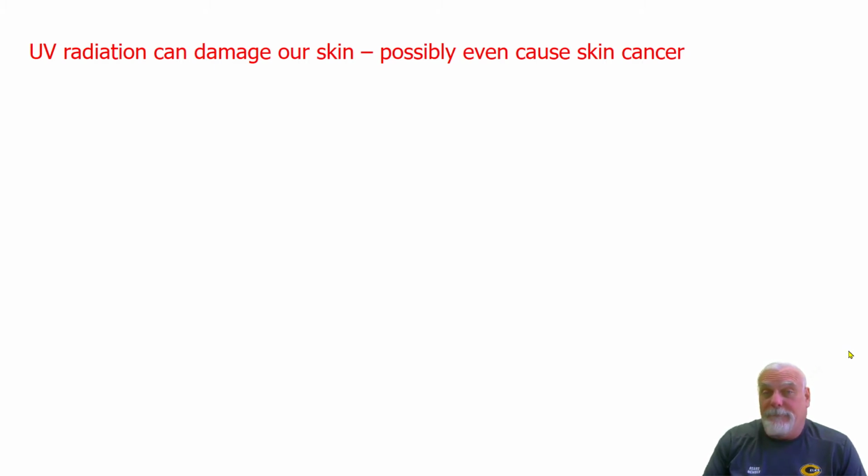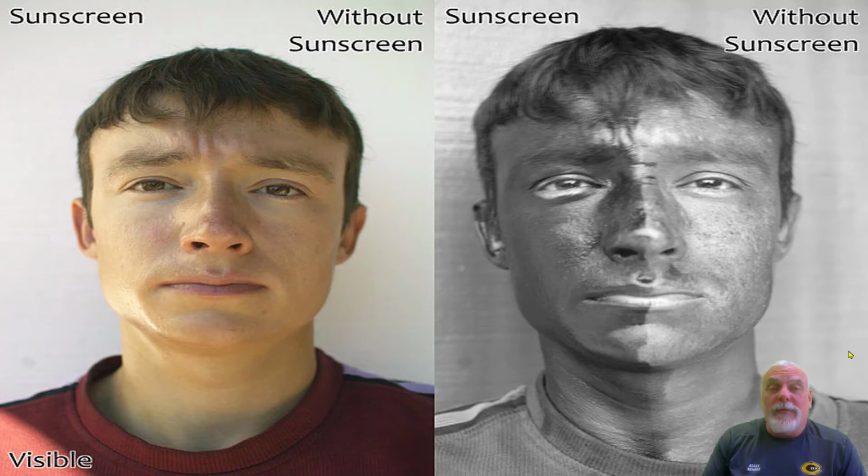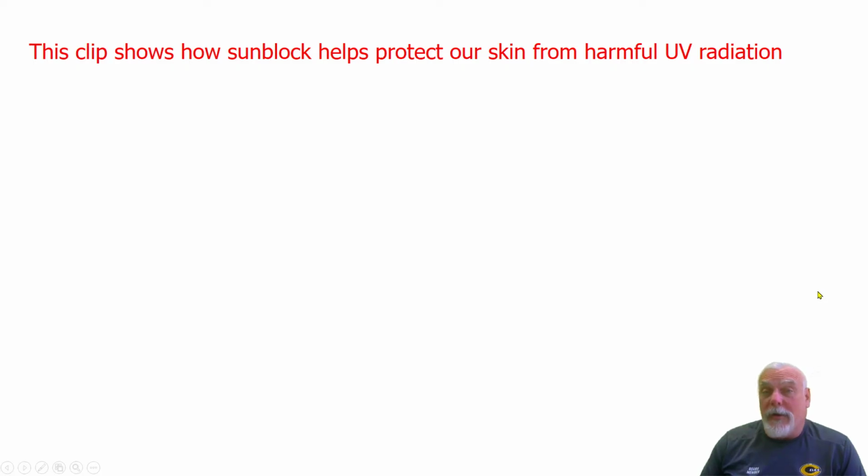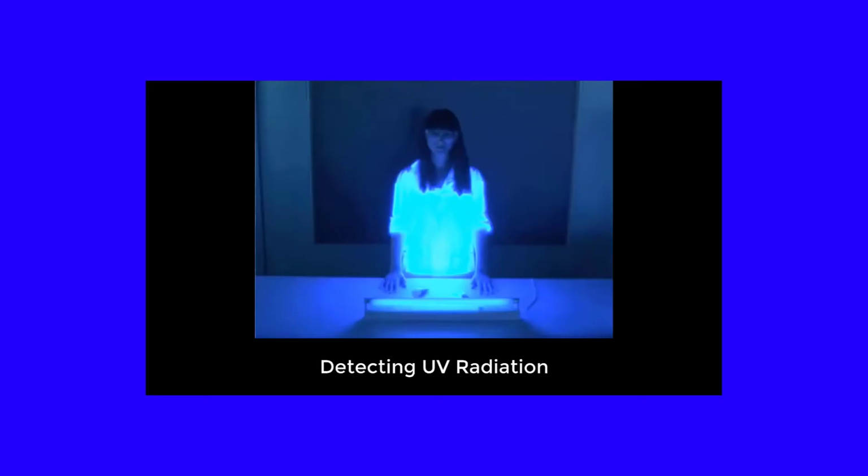We don't want that. Here you can see a picture of sunscreen versus no sunscreen. So on this side, he has sunscreen on and he looks dark because the sunscreen absorbs the ultraviolet radiation, versus without sunscreen, the ultraviolet radiation gets to his skin and is visible to the camera. This clip coming up shows how sunblock helps protect our skin from harmful ultraviolet radiation. Let's check it out.